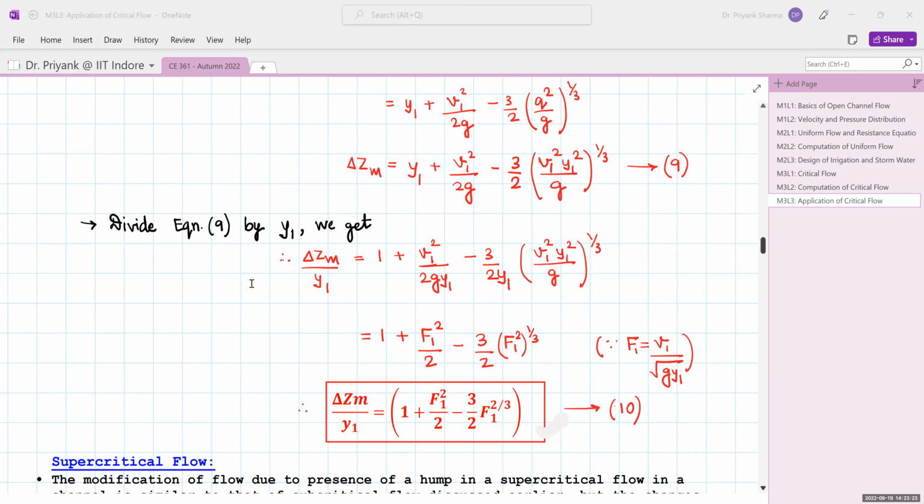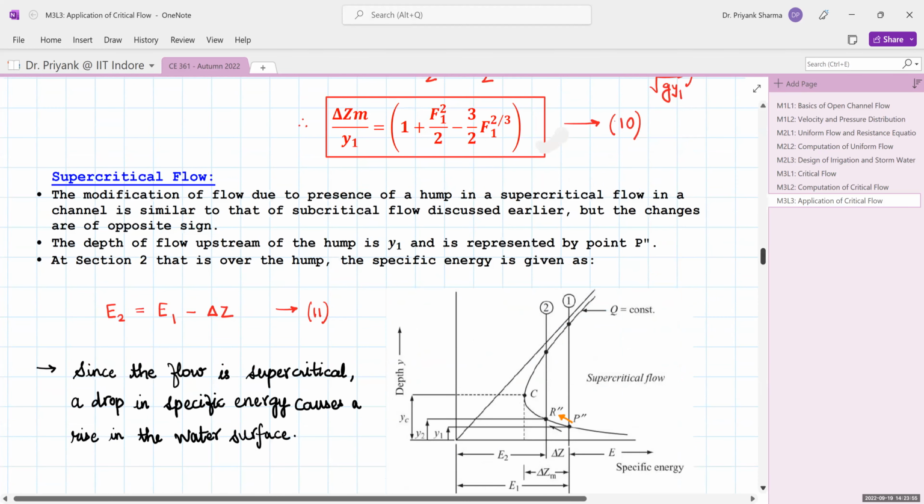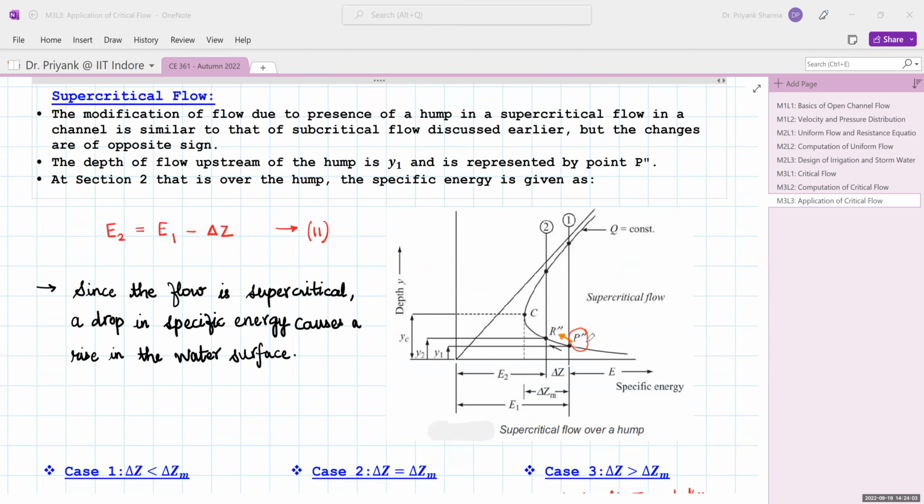Now proceeding our discussion to supercritical flow. In case of supercritical flow, the discussion remains the same, only the signs will change. If depth y1 was increasing in subcritical flow, it will decrease in supercritical flow, and the same for depth y2. So those changes happen. So let us understand what happens in case of a supercritical flow.